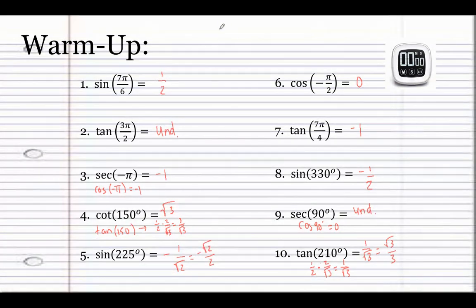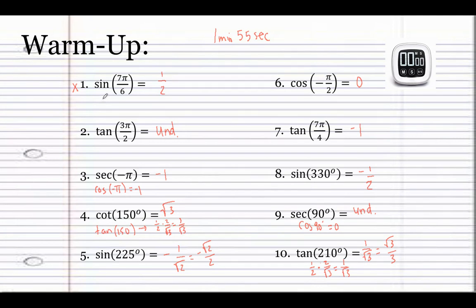All right, so that took me 1 minute and 55 seconds. And then I can even check my answers. I can put my calculator in radian mode and check all the ones that have radians. So the sine of 7 pi over 6 gives -1/2. Oh, I screwed up. Look at that.